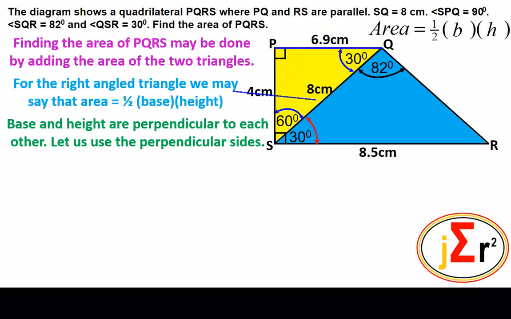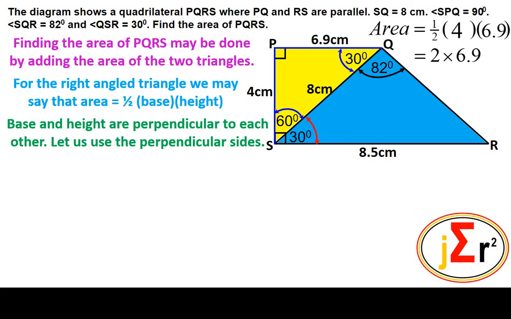That is known as the commutative property of multiplication. Those are the 2 perpendicular sides of the right-angled triangle, which may be used as the base and height. The height, we choose to say that it is 6.9 centimeters, and the base, we choose to say that it is 4 centimeters, and it doesn't matter which we choose as which. The result will be the same.